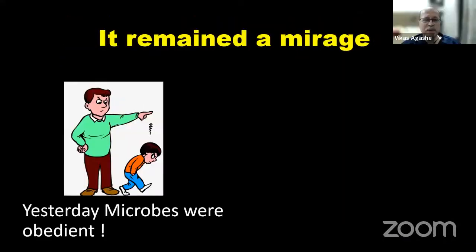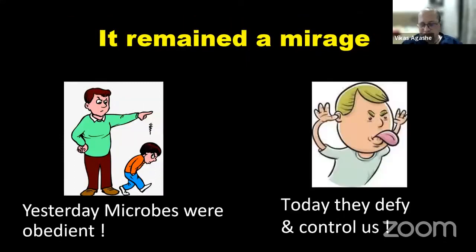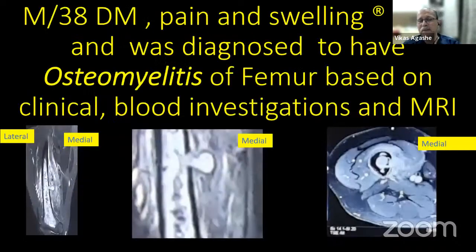So I'll straight away go to this case. Just one important thing. Remember this, especially while giving antibiotics. Aim for getting culture. There are several things that can be done, but the reason is, once upon a time, as I said, microbes were obedient. Today they defy us. They control us. So you must know the bug and culture.